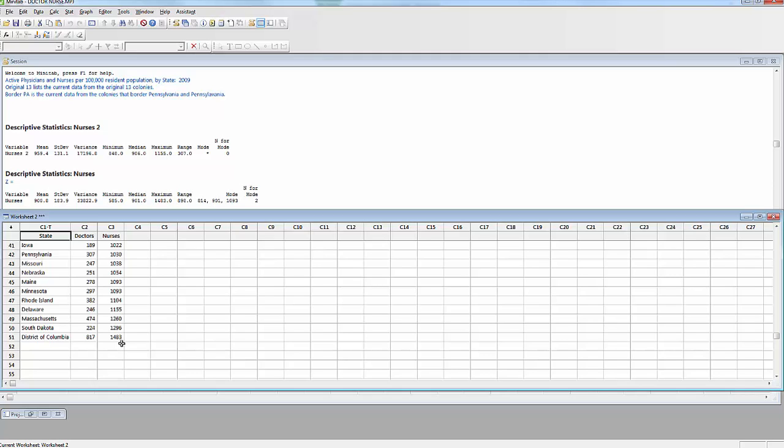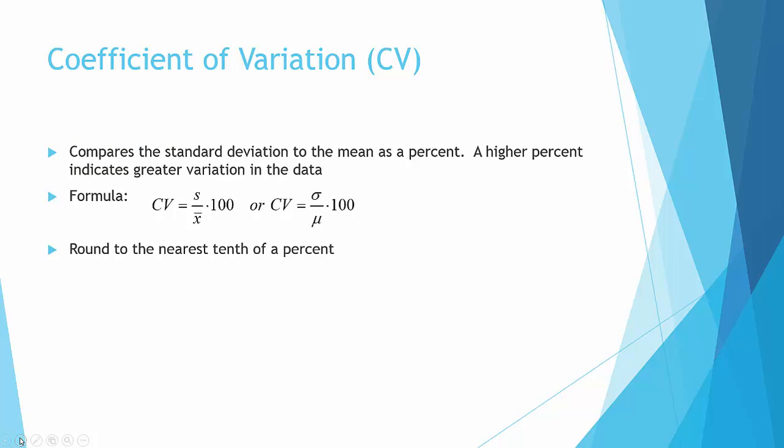So that's how we can use the rule of thumb to determine if there are usual or unusual values, and within that we are using the concept of standard deviation. Next we're going to look at the coefficient of variation, or CV. This compares the standard deviation to the mean and gives an answer as a percent. A higher percent indicates greater variation among the data. Again, the formula is given twice, same concept, just once for a sample, once for the population. We're going to round it to the nearest tenth of a percent. The coefficient of variation is really helpful when we're looking at different data sets.